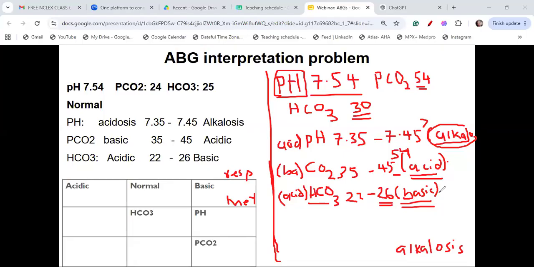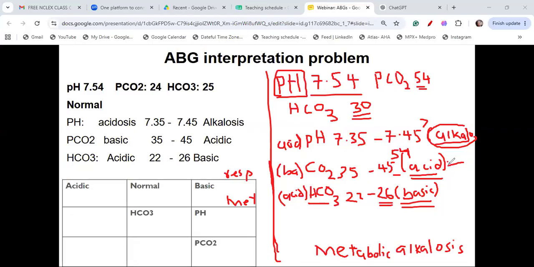Your bicarbonates are matching your pH. So the problem is metabolic in nature. So you have metabolic alkalosis. Metabolic alkalosis. Some of you will be asking, why is it now that this one is 54?